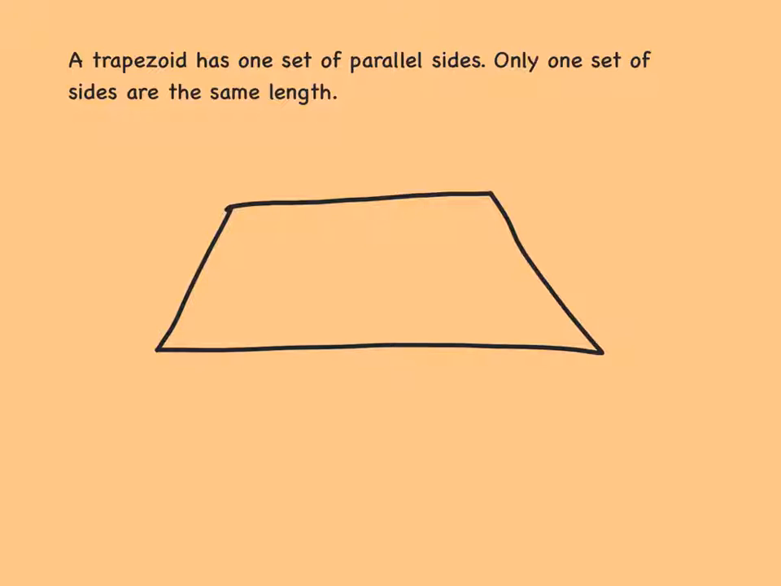A trapezoid has one set of parallel sides. Only one set of sides are the same length. So these sides are parallel, and then these two sides, this one and this one, are the same length.